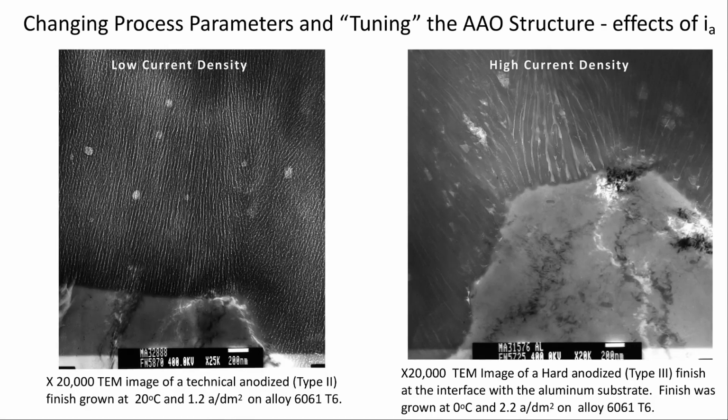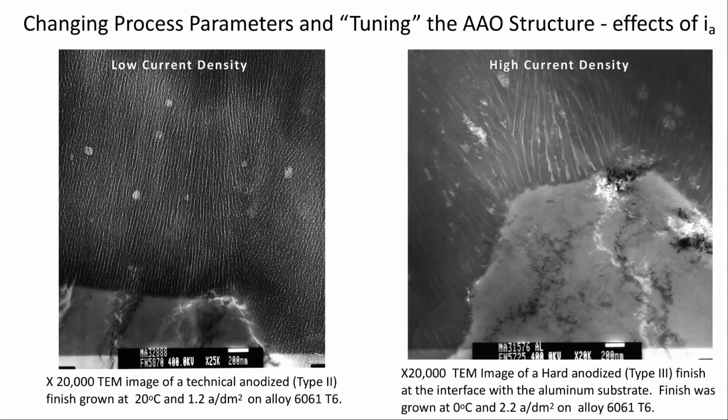The image on the right, and these are at identical magnifications, you please look at the micron marker for 200 nanometers. Do not regard the magnification you're seeing here. It's the micron marker that dictates the magnification. This is also 6061 T6, but it's grown at 0 degrees C and 2.2 amps per decimeter squared, typical type 3 or hard anodizing conditions. And you see dramatically the difference in the oxide structure.